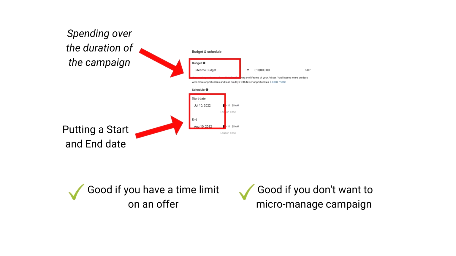Now, this optimization can be good if you have a time limit on an offer that you're running, and you want to make sure you don't run that campaign over a certain duration without you having to continue to check it and micromanage that campaign. And what can also be good for some people is that it gives peace of mind if they're worried about spending too much into their ads.